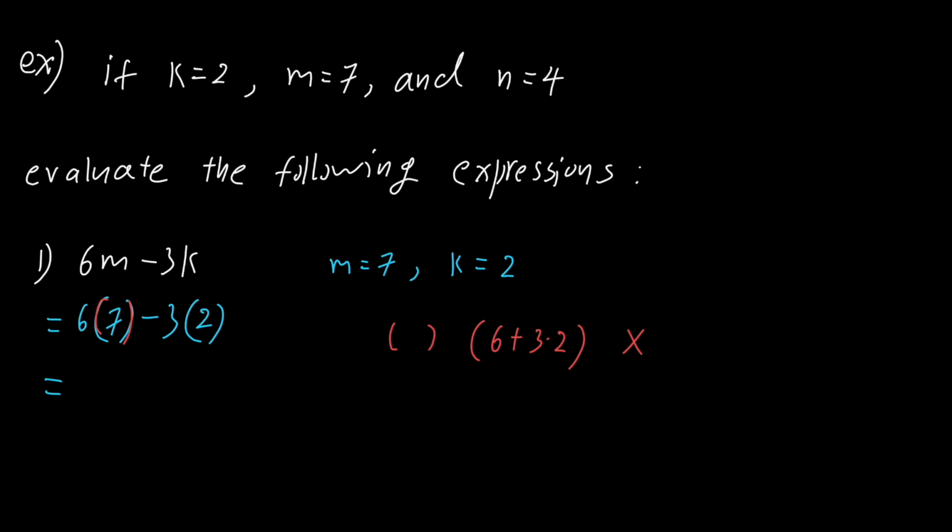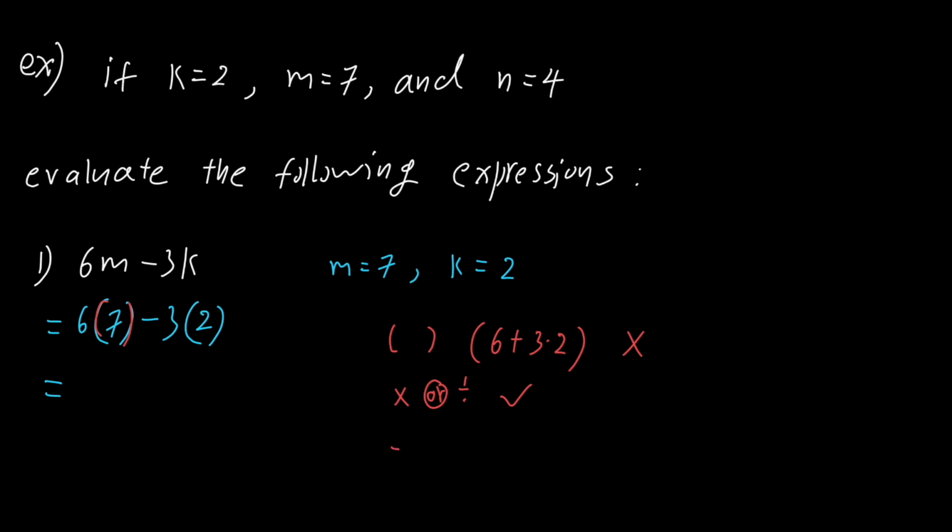Secondly, do we have multiplication or division? Yes, because 6 and this parenthesis means multiplication. Then we gotta do the multiplication first, and then we will do addition or subtraction. So 6 times 7 is 42, and then minus 3 times 2 is 6, and then 42 minus 6 is 36.